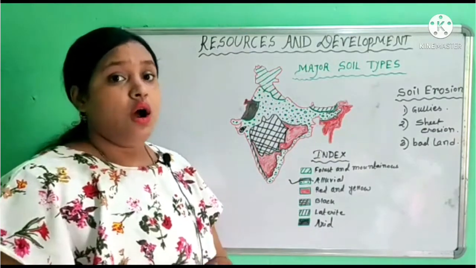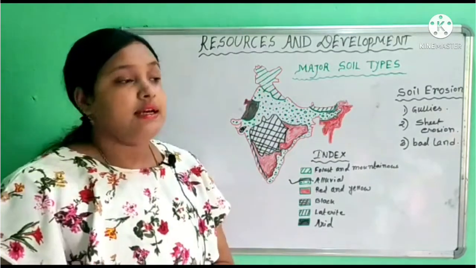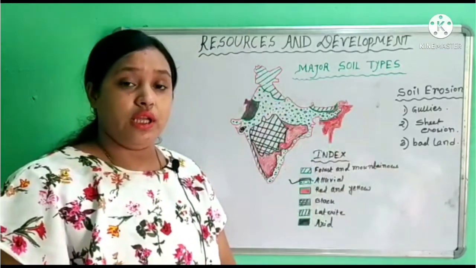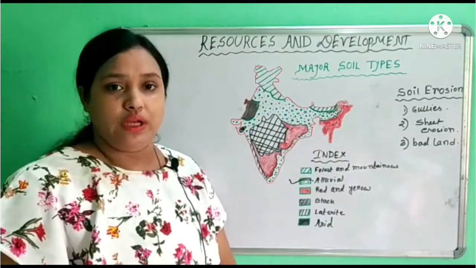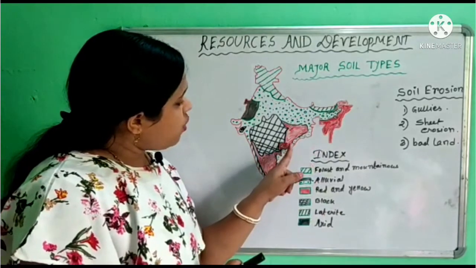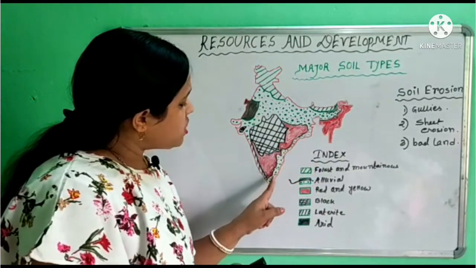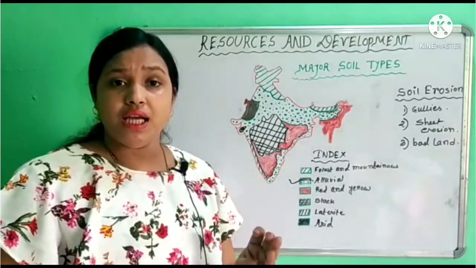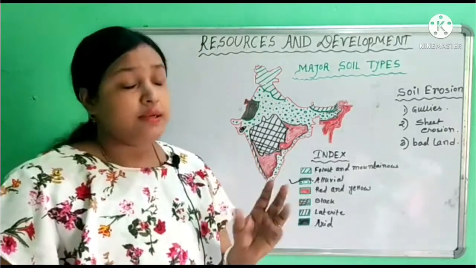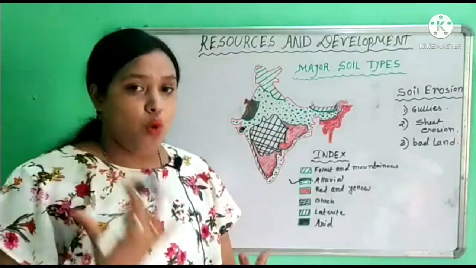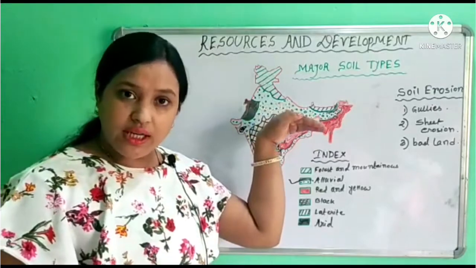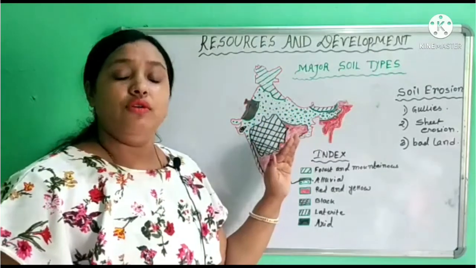We can also easily say that in the eastern coastal plains of India we find alluvial soil. In this part, the eastern coastal plains, we find alluvial soil in the deltas of the Mahanadi, Krishna, Godavari, and Kaveri. So alluvial soil mostly covers the northern parts of India, and next the eastern coastal plains of India.